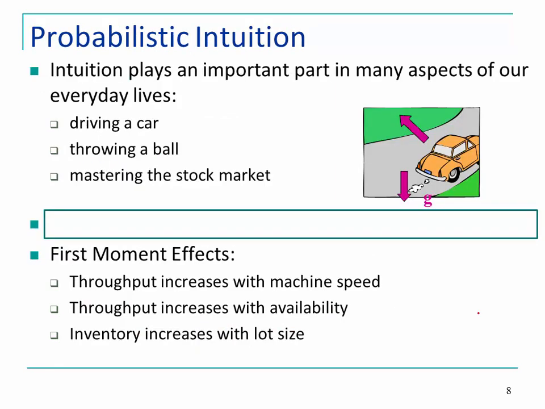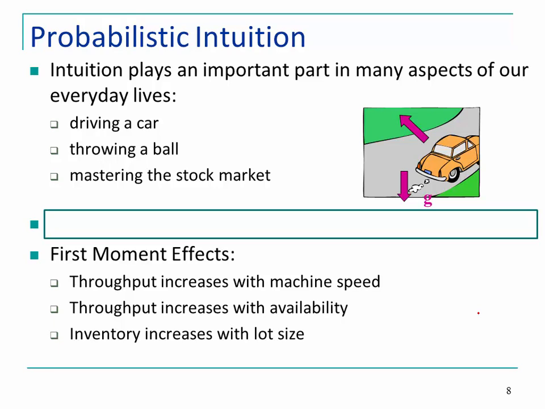Now, going back to the example that I mentioned about the GPA, if everyone is getting 3.5, or the average is 3.5, most likely I'm going to end up with a 3.5. That's what we call probabilistic intuition. And intuition plays an important part in many aspects of our everyday life.